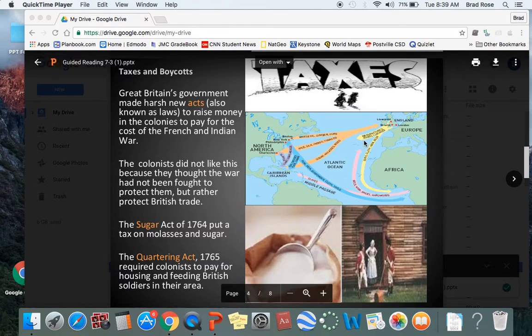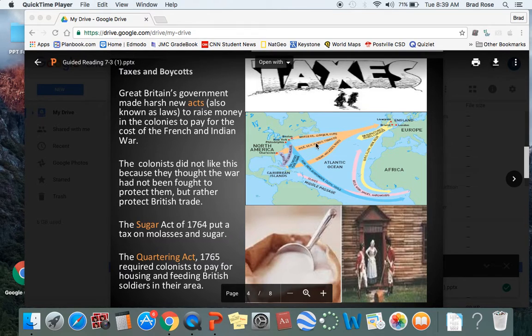You have the triangular trade route here where goods were shipped to Africa, then to the Caribbean islands, and then those goods were shipped to the colonies, and a lot of those goods shipped to the colonies from the Caribbean islands were sugar items, sugar goods like molasses and rum.